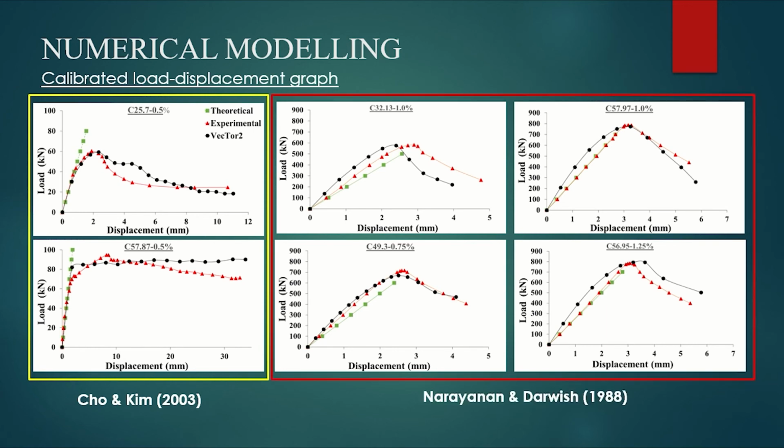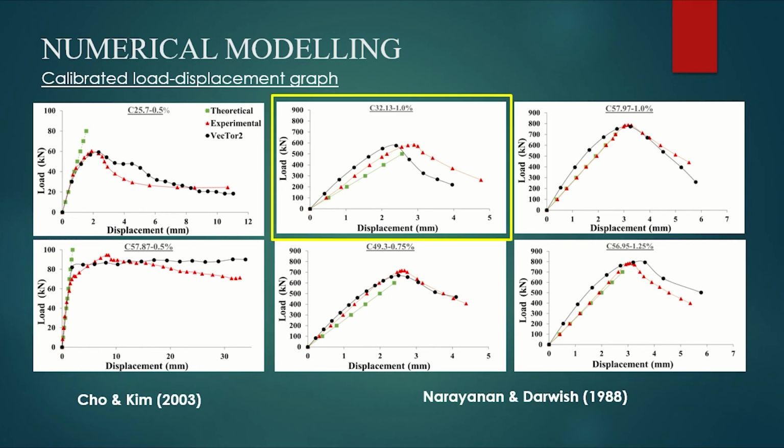The results between the numerical and experimental reflect a high degree of accuracy except for the specimen C32.13 with 1% of steel fiber content. This might be due to differences in the concrete mixture. However, the ultimate shear load of SFRC and the graph pattern between the numerical and experimental are similar.